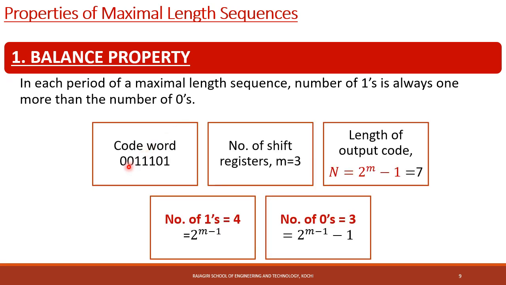In the above example, the code word obtained was 001101. Here the number of shift registers m was equal to 3 and the length of the output code word n is equal to 7. When you observe, the number of ones is equal to 4 and the number of zeros is equal to 3. So in general, the number of ones is equal to 2 raised to m minus 1 and the number of zeros is equal to 2 raised to m minus 1 minus 1. Therefore, this code word satisfies the balance property.